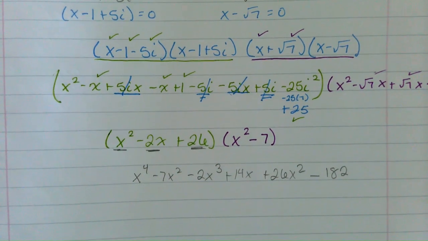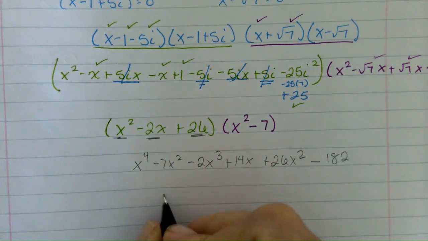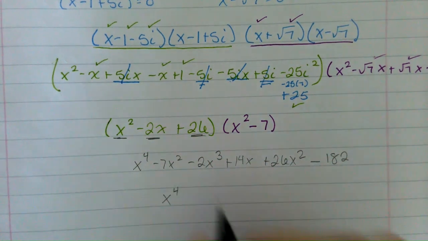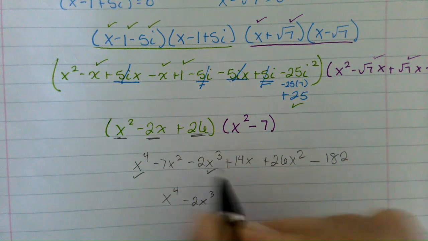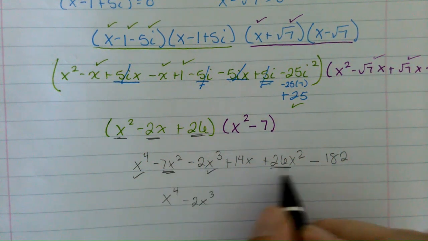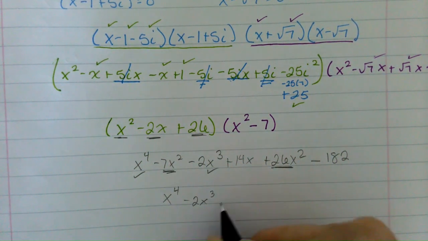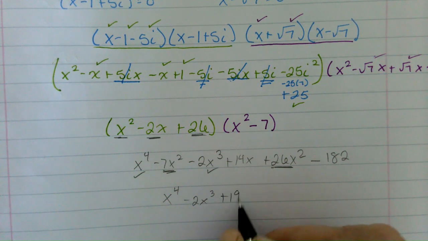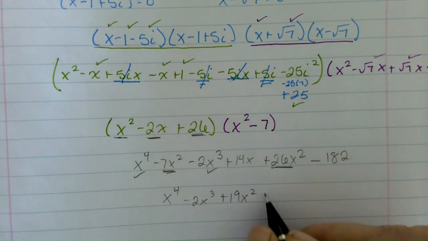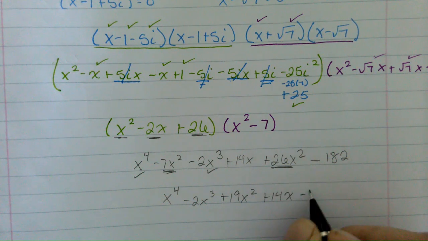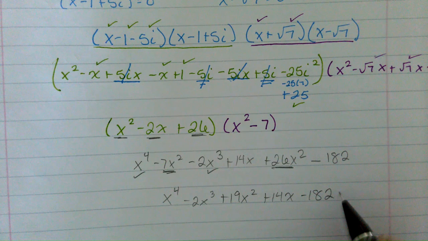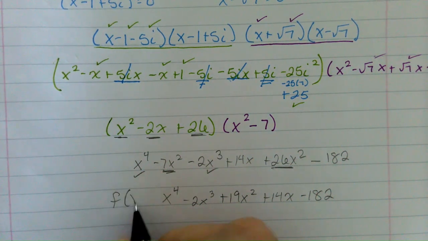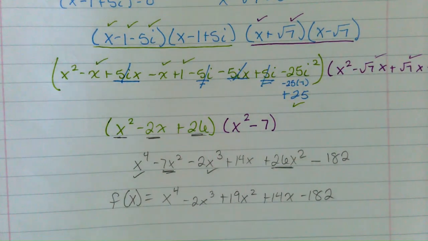And all that's left to do is to combine like terms. X to the 4th, check. 2x cubed, check. We have a minus 7x squared and a plus 26x squared, so we'll make that 19x squared. And then the linear term and the constant term. And there we go. Technically, that is our function. It said write a function who has roots, so instead of writing equals 0, I wrote it using function notation.